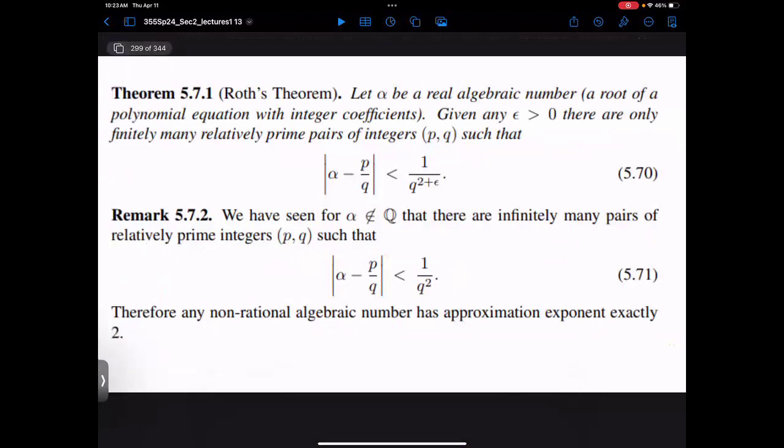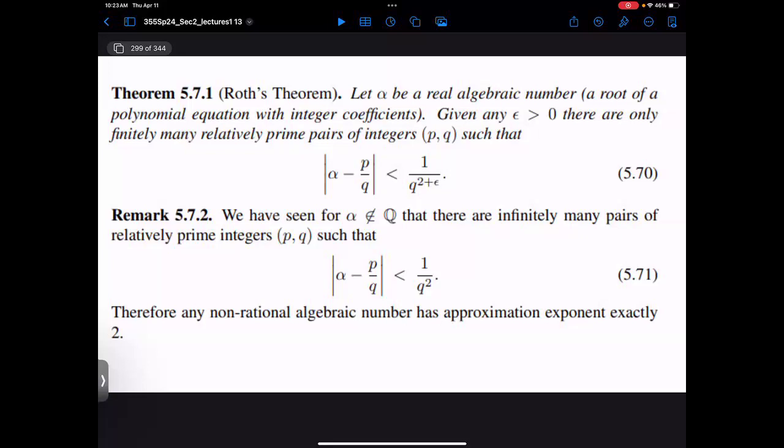Now, the following theorem earned Roth a Fields Medal. So let alpha be a real algebraic number, so it's a root of a polynomial with integer coefficients. You might want to say, should I be using rational coefficients? Well, if f of alpha equals 0 and my coefficients are rational numbers, let's just clear the denominators. So I might as well assume that my polynomial has integer coefficients.